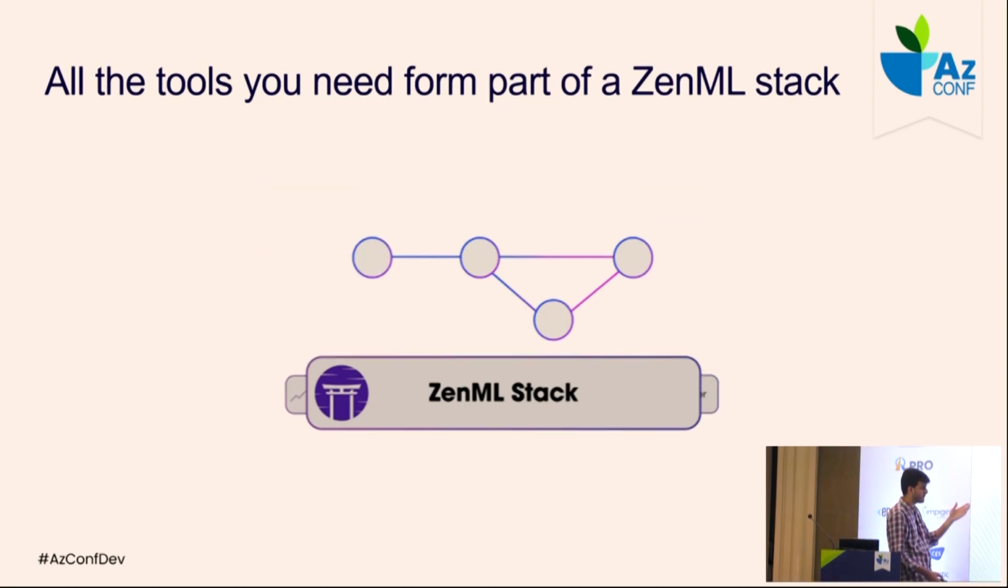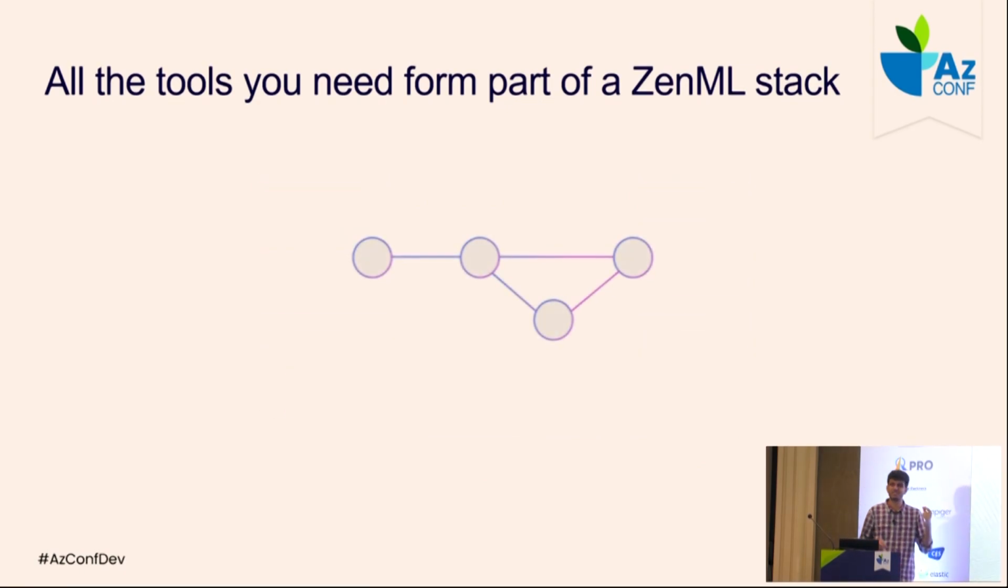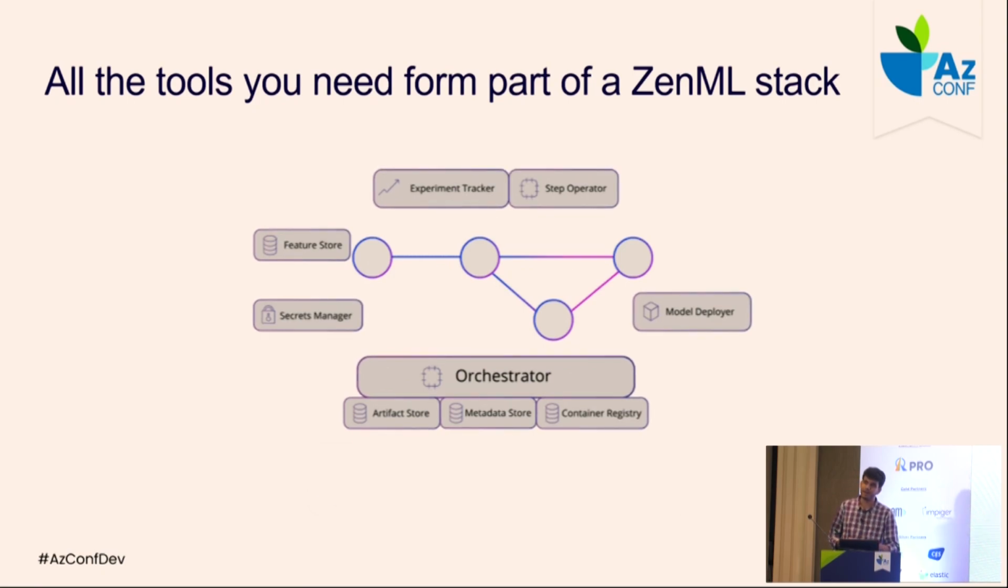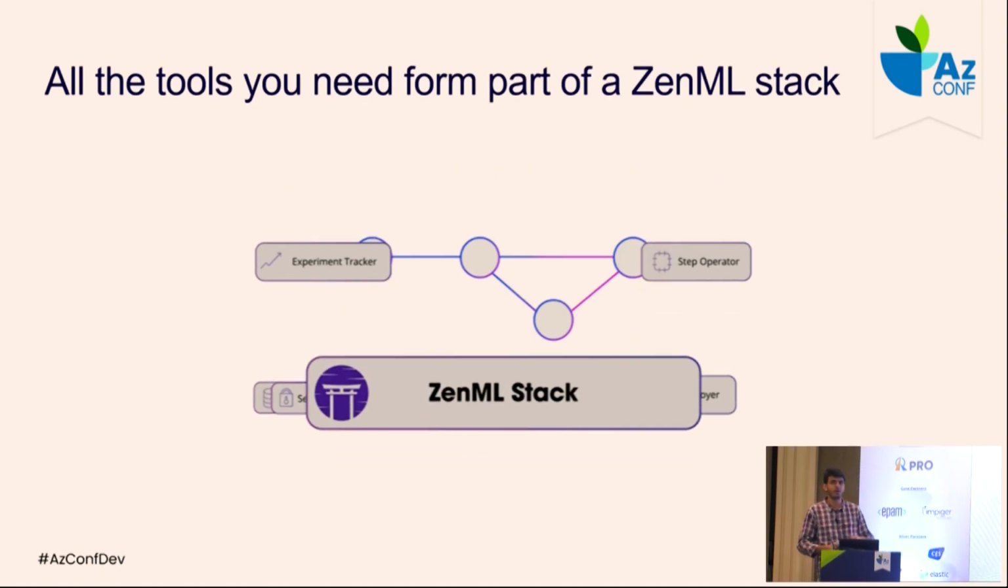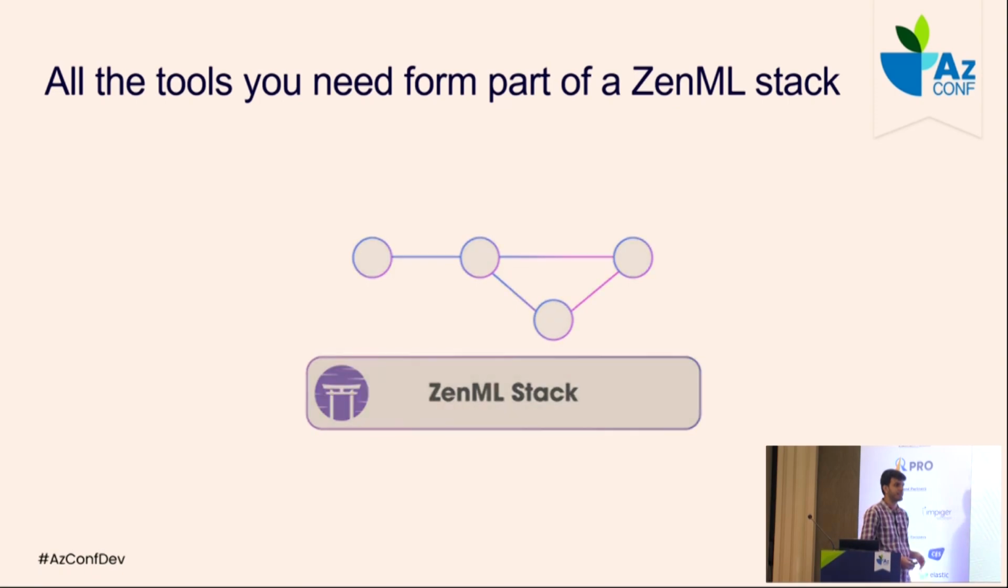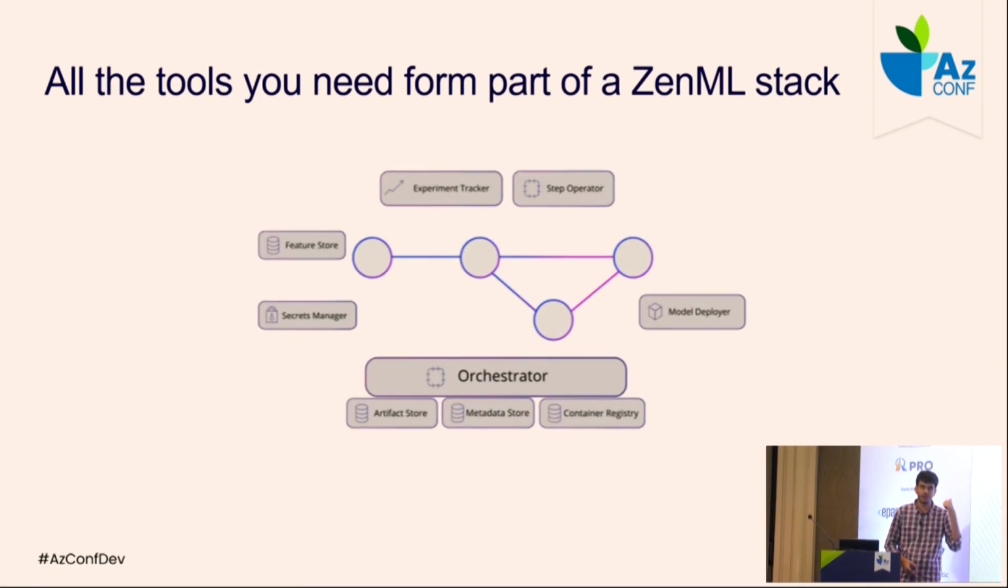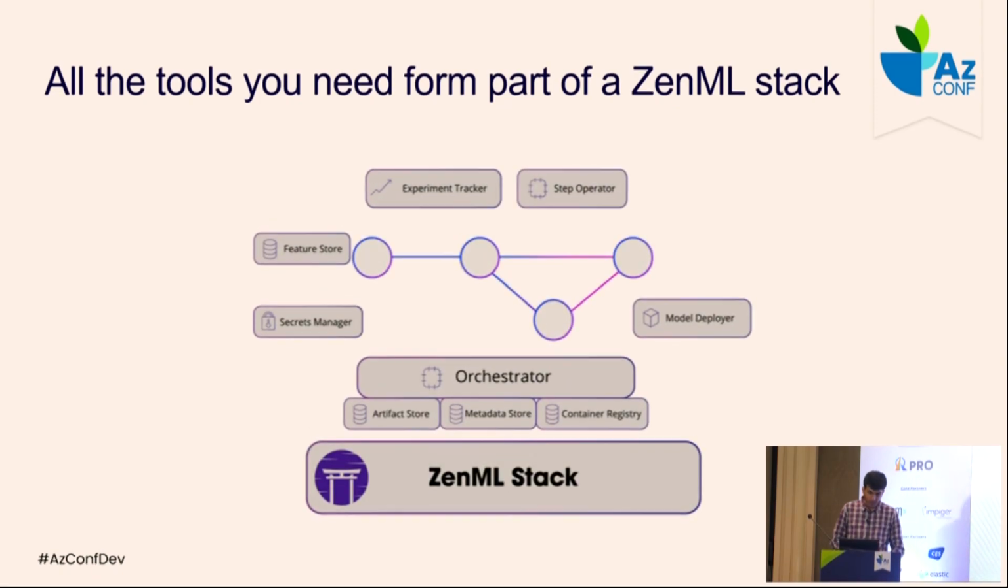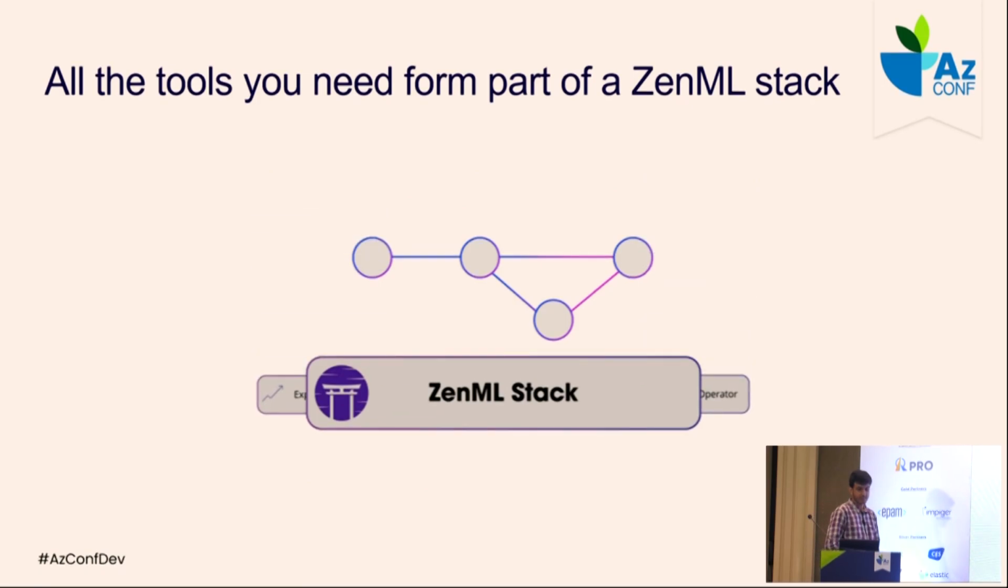So secret managers, experiment trackers, step operators, all of these terms are not ZenML specific, but you can find them on the documentation page. There are a lot of details about what each of these are, and there's also a handy comparison chart that I showed you earlier, on how you can compare between different tools as well. Yeah, so this is the essence of it.